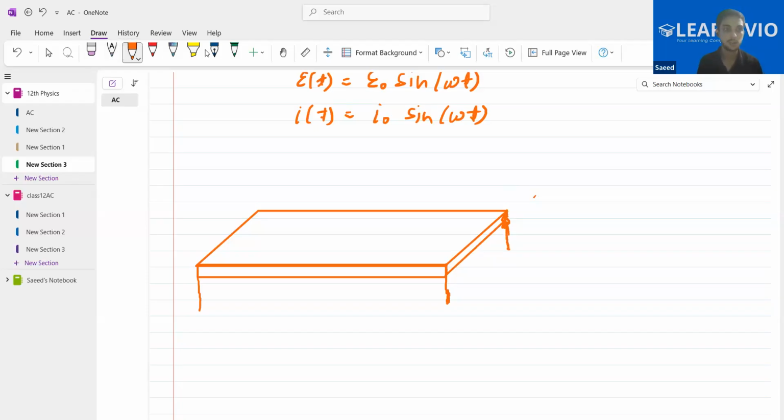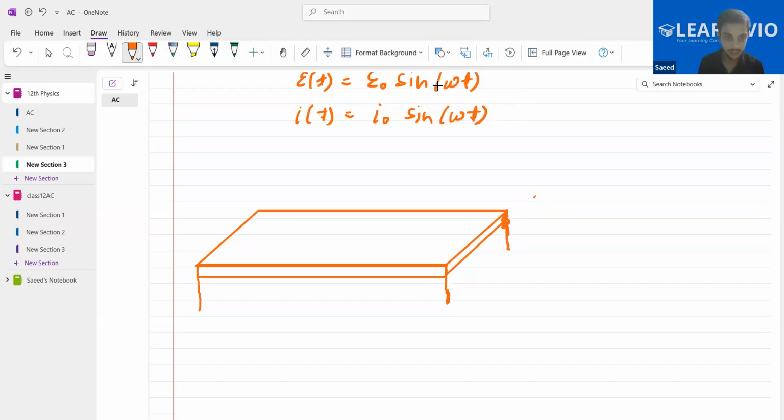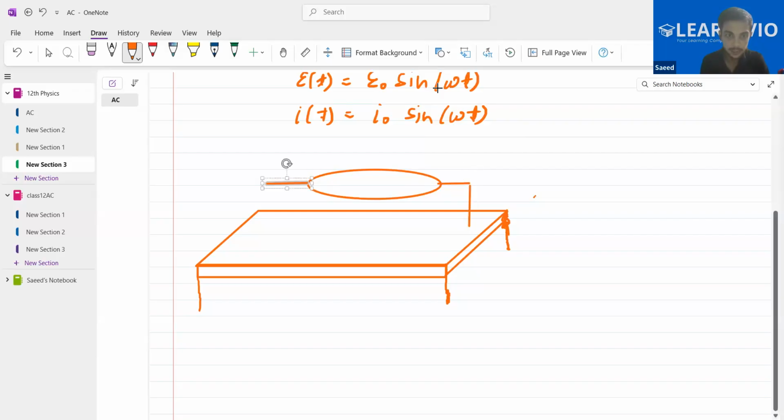Now, what I'm going to do is make a setup something like this. Just try to imagine it. There is a circular loop which is parallel to this table, and it is not on the table. It is actually above the table, something like this. Can you imagine the mechanical setup?